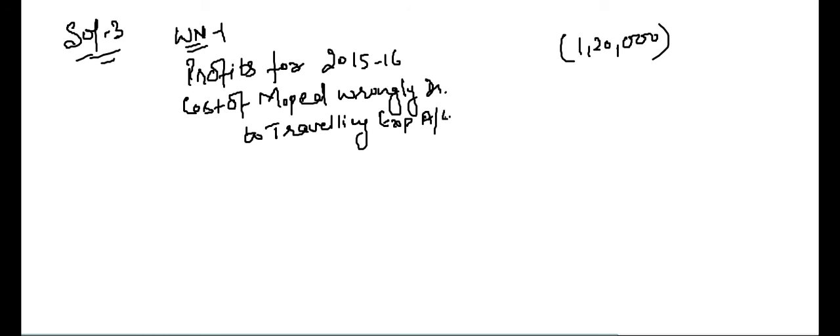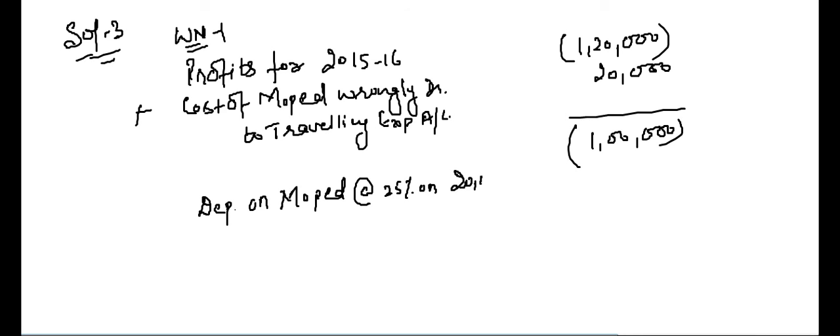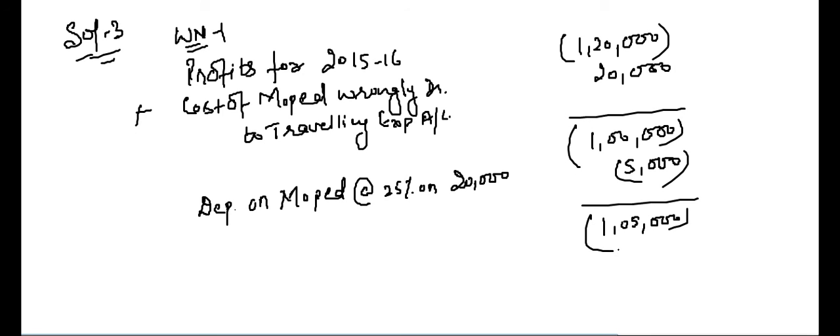Now it has been debited to traveling expense account. That means this loss was increased by this expense. So we will add back this. Right? So what is the actual loss? 1 lakh. But one thing out of this we have to subtract as an expense, that is depreciation. Depreciation on moped at the rate of 25% on 20,000. That is 5,000. So this loss is 1,05,000. Earlier the loss given was 1,20,000, but the actual loss was 1,05,000 after rectification of errors.